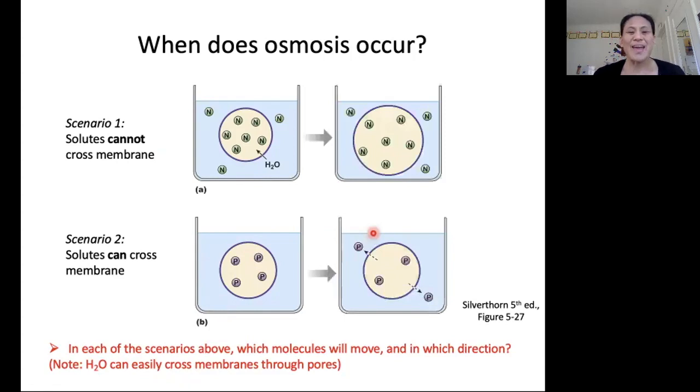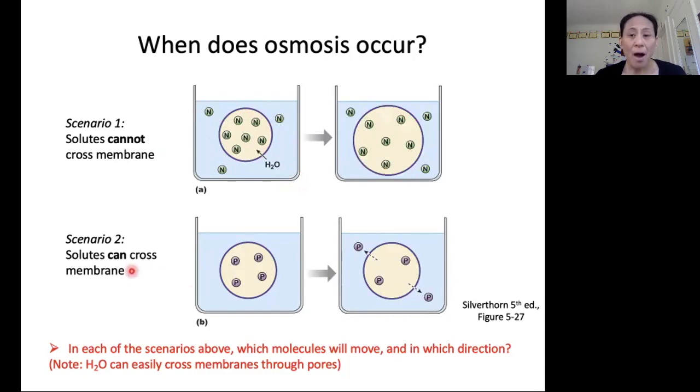Okay, let's take a look at what has happened in these two different situations. In the top situation, we had this non-penetrating solute, this green solute that is not able to cross the membrane here. Since it can't cross the membrane, water is going to cross the membrane and move into the cell because it is at a higher concentration outside the cell than inside the cell, okay? And that is going to cause this cell to swell.